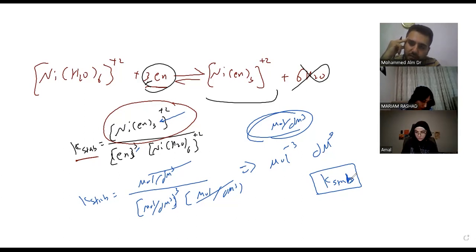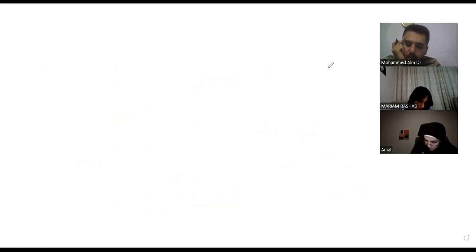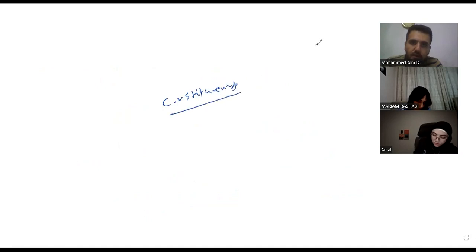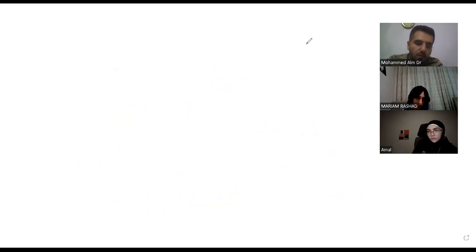It is the equilibrium constant for the formation of the complex ion in a solvent from its constituents, ions or molecules.